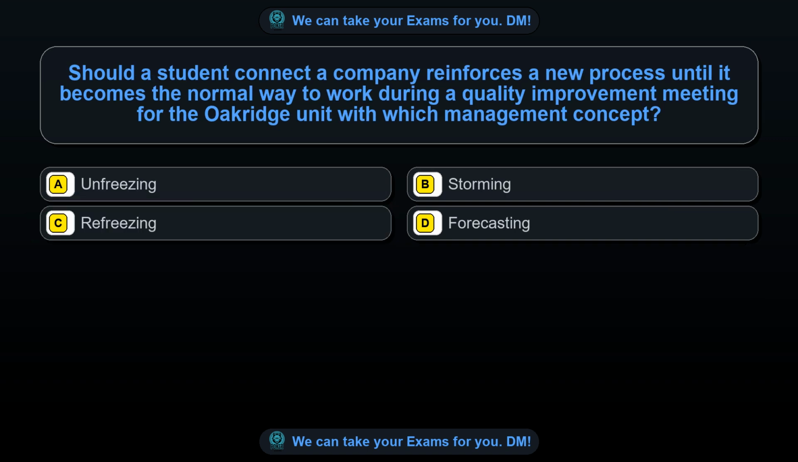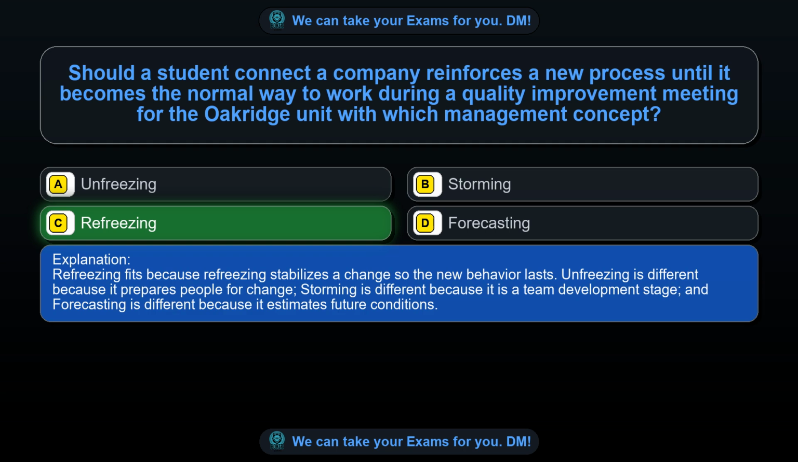Question 95. Should a student connect a company that reinforces a new process until it becomes the normal way to work during a quality improvement meeting for the Oak Ridge unit with which management concept? Option A, unfreezing. Option B, storming. Option C, refreezing. Option D, forecasting. The correct answer is option C, refreezing.